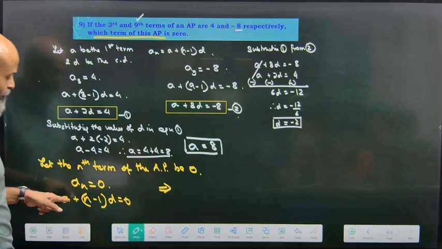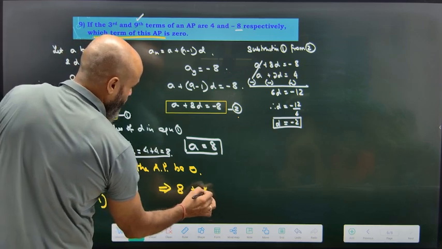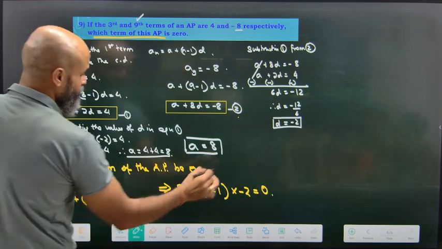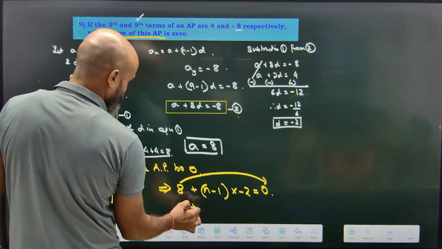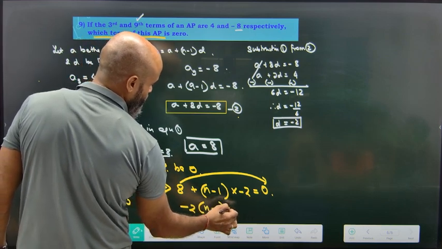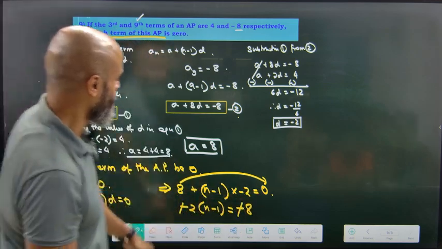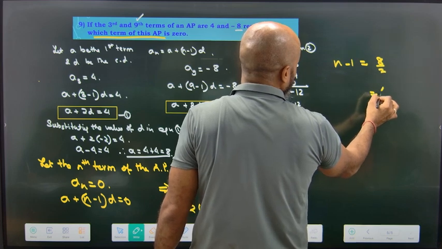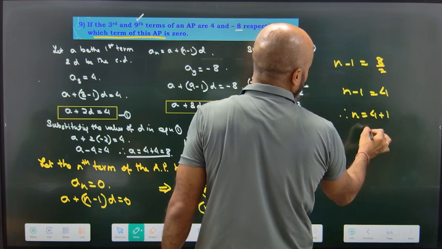Putting the values of A and D that we have found, A will be equal to 8 plus N minus 1 into D, that is minus 2, is equal to 0. Transposing this term, minus 2 into N minus 1 is equal to 0 minus 8, that is minus 8. These two minuses get cancelled out. So N minus 1 is equal to 8 by 2, that is 4. So N is equal to 4 plus 1, that is 5.